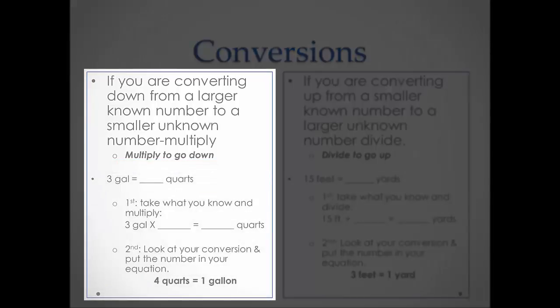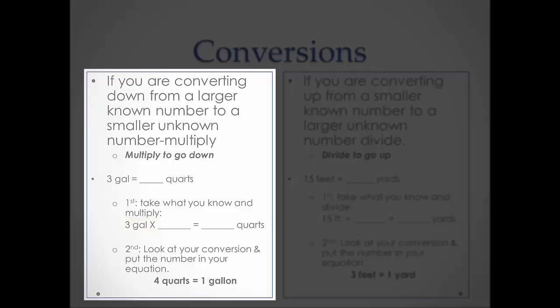So let's look at an example. I have 3 gallons equals blank quarts. I need to know how many quarts are in 3 gallons. So my first step is to look at what I know, which I know 3 gallons, and I know that gallons is a larger measurement than quarts. So I'm going from a larger measurement down to a smaller measurement, which is unknown. So I know, though, because I'm going from a larger measurement to a smaller measurement, I need to multiply. So I'm going to take my 3 gallons, what I know, and I'm going to multiply it by something that's going to tell me the number of quarts that I have.